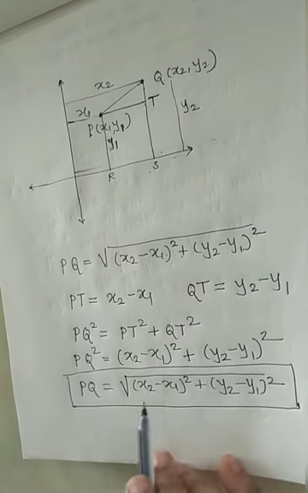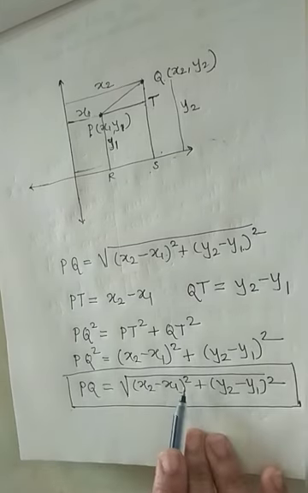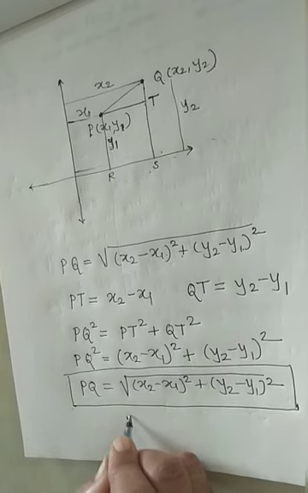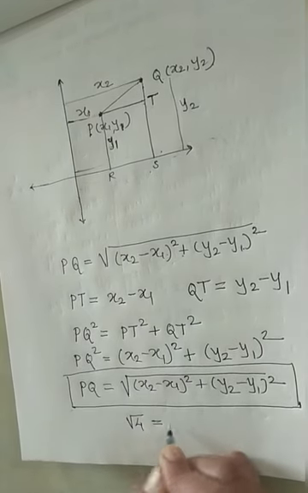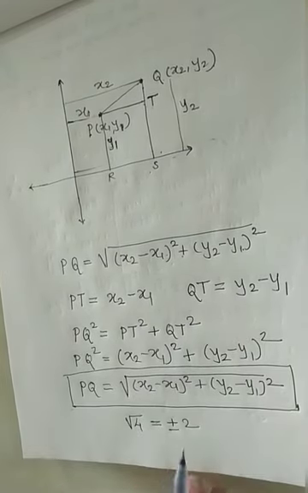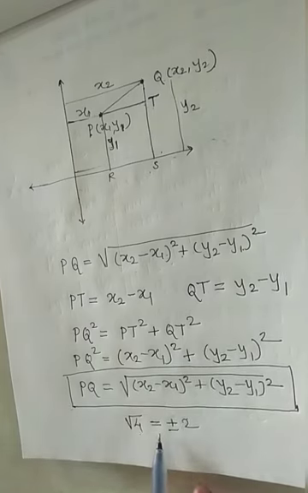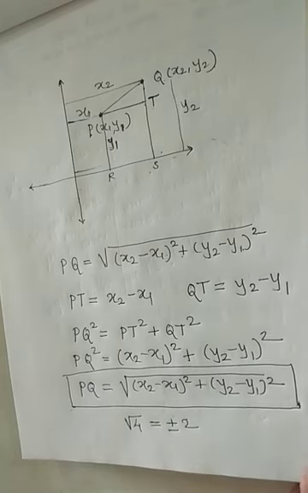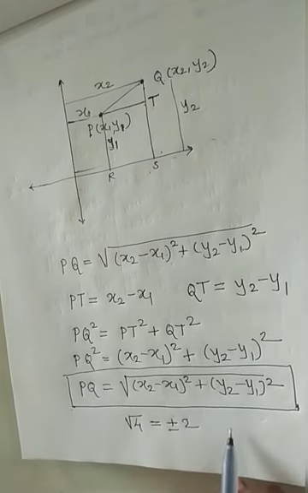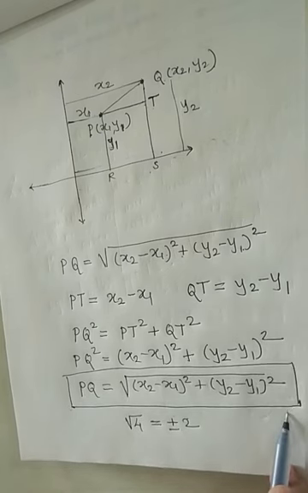Students, here we will take only the positive square root because we know that the square root of 4 we can write as plus minus 2. But here we are taking only the positive value because we know that the distance is always non-negative, that is positive. So here we are going to take only the positive square root.